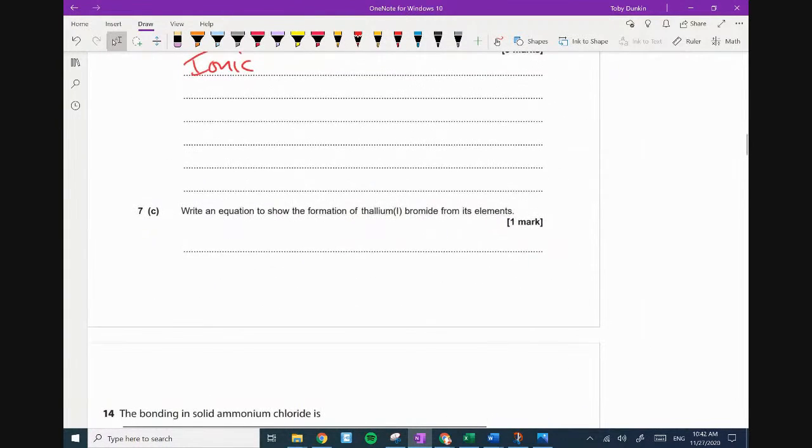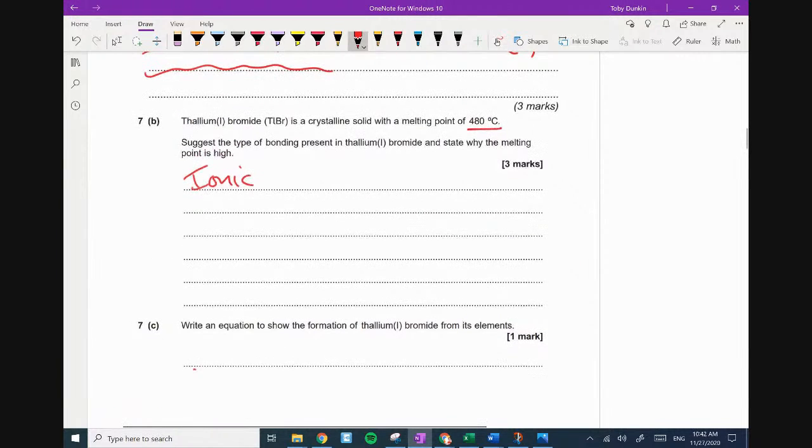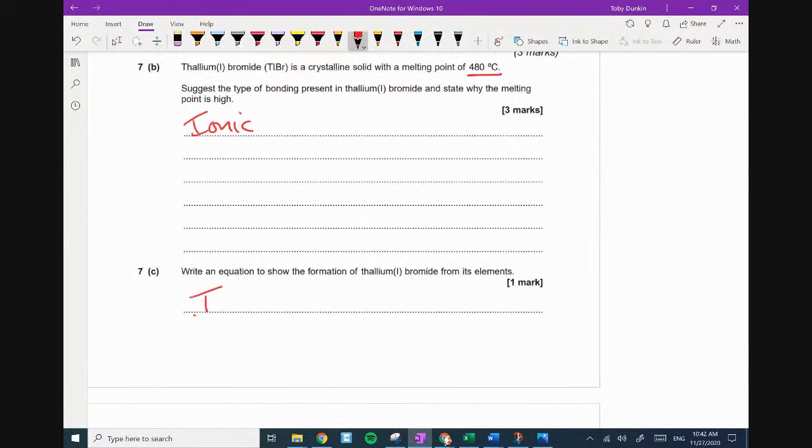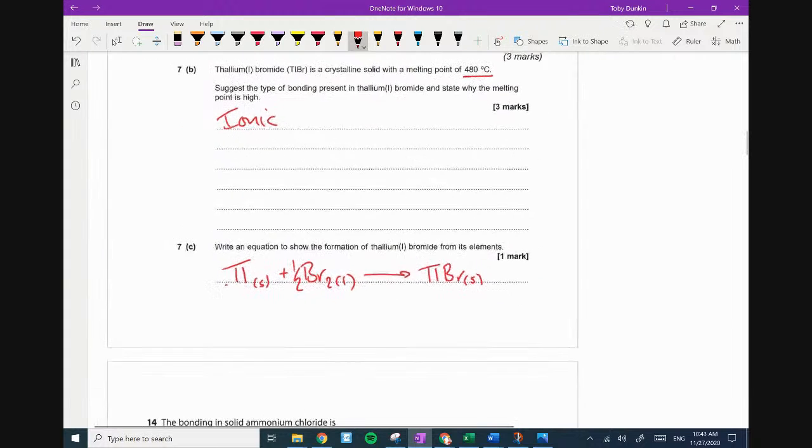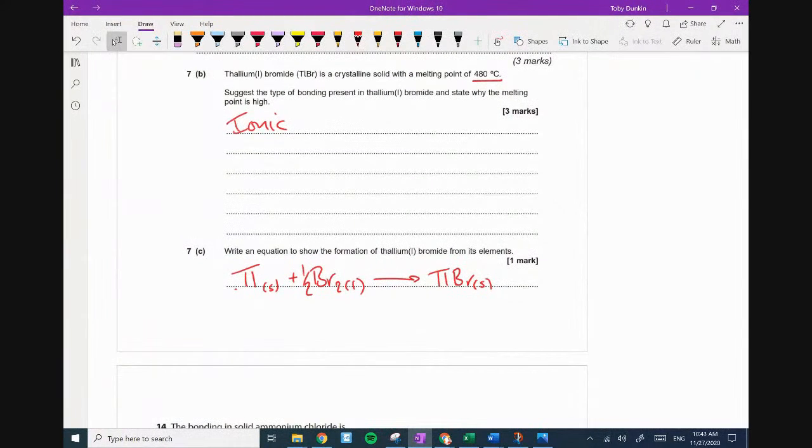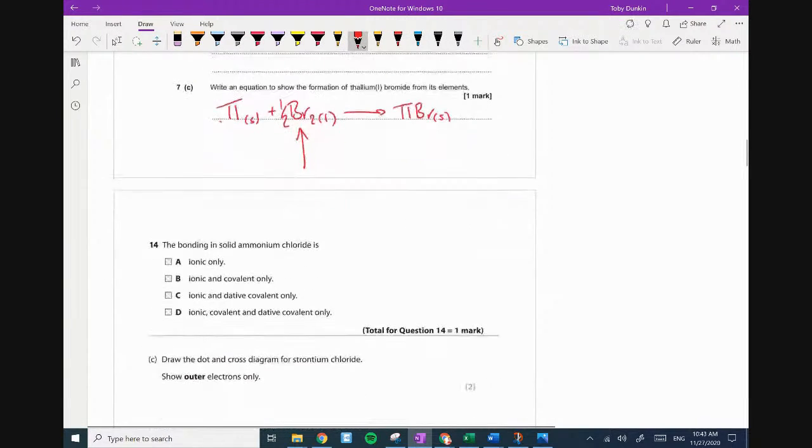Write an equation for the formation of thallium bromide from its elements. Did they give me the symbol? It did. Tl solid plus Br2 liquid goes to TlBr. Balance. We're done. And that's a solid as well. State symbols aren't required, of course, but it's nice to do so. Nice reminder: bromine's a liquid. Please remember this.